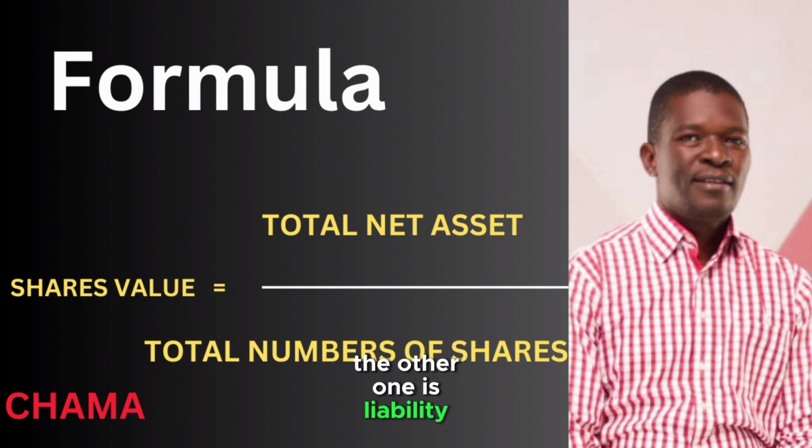The other one is liabilities. Liabilities are debts or obligations the CHAMA owes, things they are supposed to pay, like rent or anything that is taking money out of your group. Before you calculate the value of your share, you have to subtract these liabilities from your assets or cash. What you remain with is what you are going to share out among the number of shares in your group. So that will affect the value of each and every share in that group.